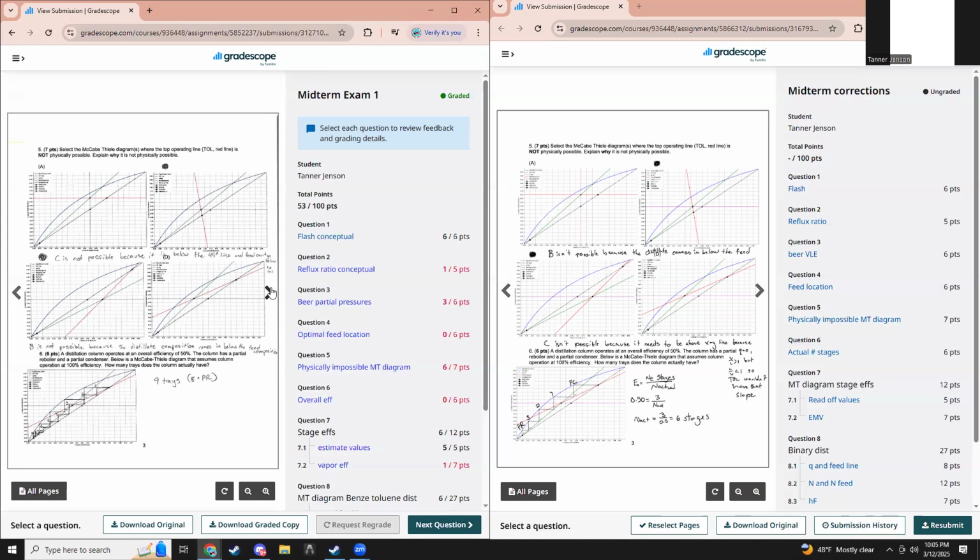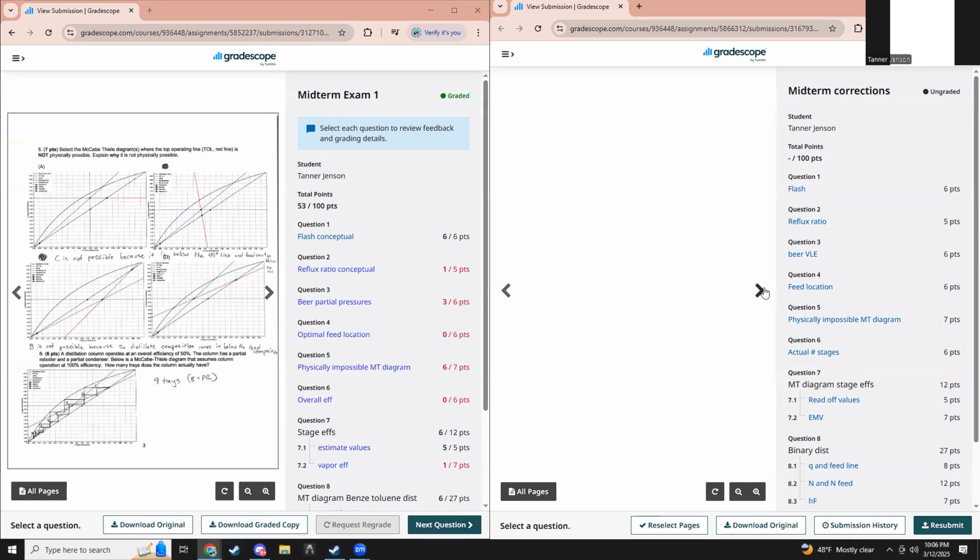Sorry, slope for it. So that would be inaccurate. And then for question six, originally I had just added steps at 50% of the thing, but it's actually the inverse. It's already at 50%. So I'll take the three actual stages, and I'm going to put them over the actual, and then the 0.50 is going to equal three over actual. And then you could solve for actual, which gets you six stages, not including the condenser, the partial reboiler.